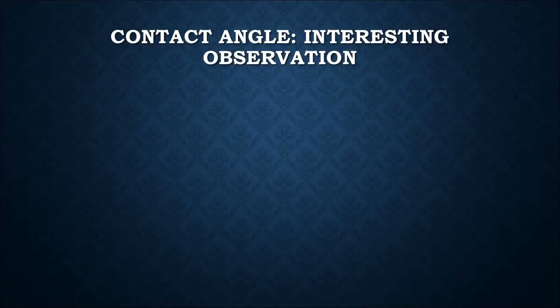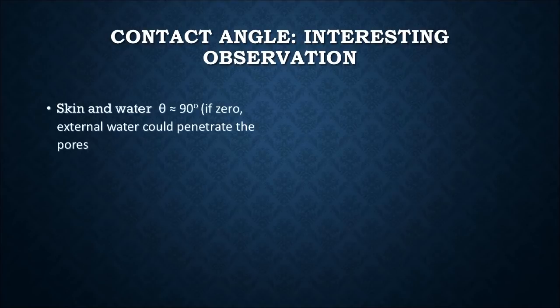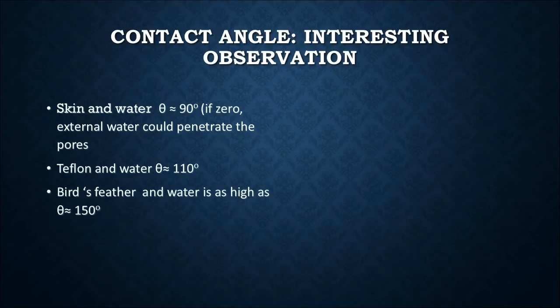In our daily life, there are some interesting observations on contact angle. For example, skin and water have a contact angle of around 90 degrees, because if it were 0, all external water could penetrate into your body. Teflon and water: this is why Teflon is a non-stick pan. Whatever you cook on top of Teflon will not stick to your wok. Bird feather and water have a contact angle as high as 150 degrees. That's why when a bird, swan, or duck touches the water, they won't easily get wet. It's because the contact angle between the water and the feather is very high.